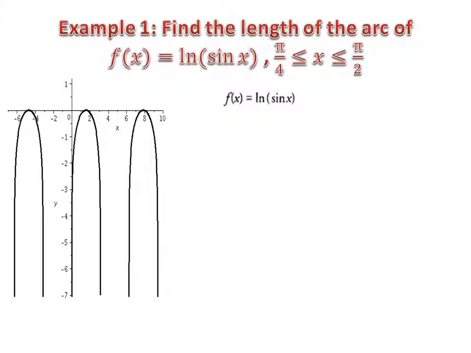Now that we have derived the arc length formula, let's work some examples. Example 1: find the arc length of the arc of f of x equal to ln sine x. In this case, we will need to use the first L since the function is in the form y equals f of x. So let's get the derivative out of the way. The derivative is f prime of x equal to cos x over sine x, also equal to cotangent x.